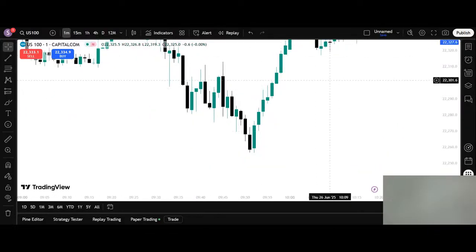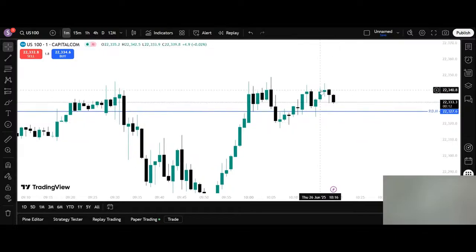Price was volatile, but seems to be a little slow now. It's kind of consolidating.